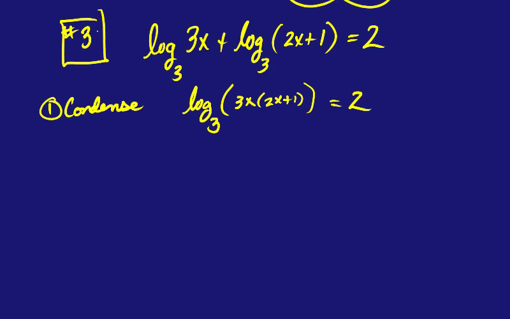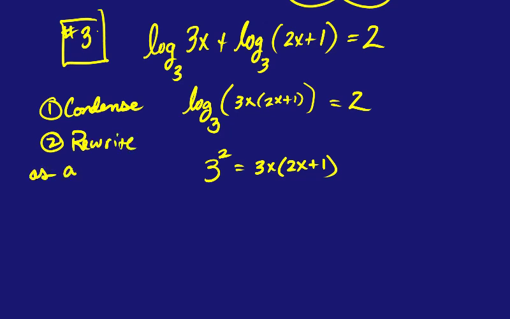And now that I have one logarithm, it's kind of like situation number 2, where I'm just going to rewrite it as an exponential. So I'll have 3, that's the base, raised to the other side, squared. And then that equals 3x times 2x plus 1. And now you just have an equation that you can solve. So the first thing we did was condense. Second thing we did was rewrite as an exponential. And then now we're just going to finish the problem by solving and checking our answers.